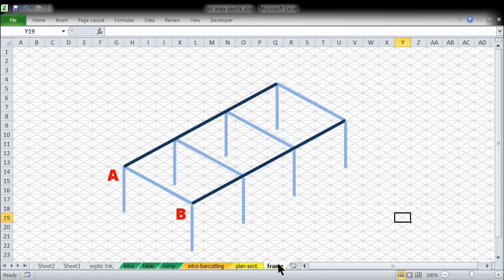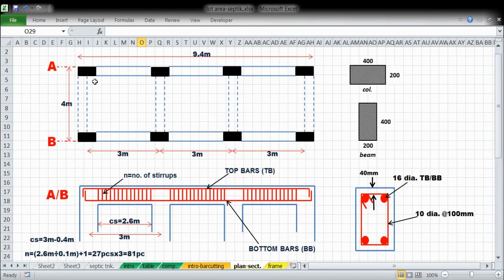So, ito yung frame. This is the frame that we are going to do the schedule of bar bending and cutting, okay? So, you can do the screenshot now. Going back to the plan, overall length is 9.4, width is 4, spacing of columns 3 meters, okay, on center. The section of columns is 400 by 20, that is 0.4 meter by 0.2, and the beam is 200 by 400. Okay.